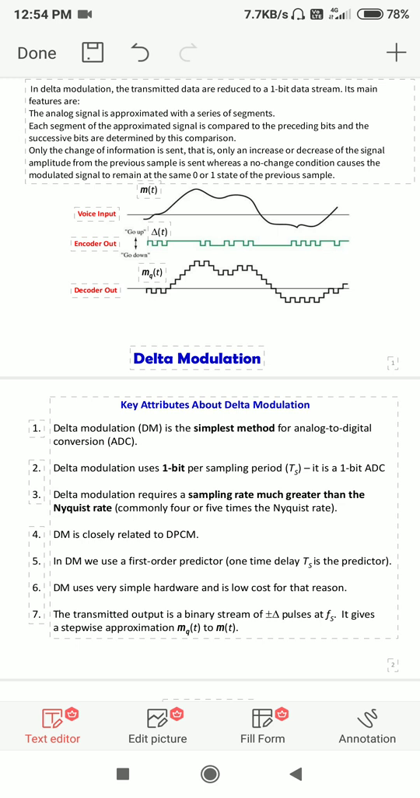DM is closely related to DPCM. In DM we use a first order predictor. DM uses very simple hardware and it is low cost for that reason. The transmitted output is a binary stream of plus minus delta pulses at Fs. Fs is the sampling frequency and delta is the step size. It gives a stepwise approximation m_q(t) to m(t).